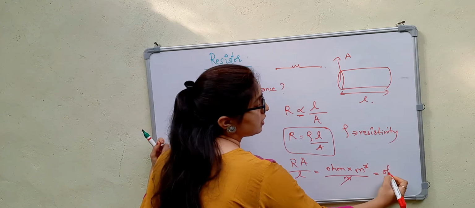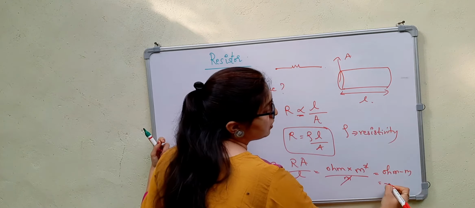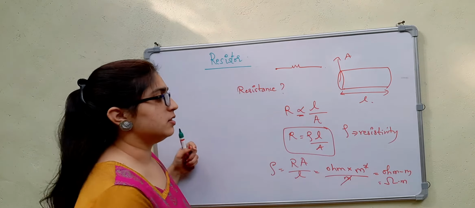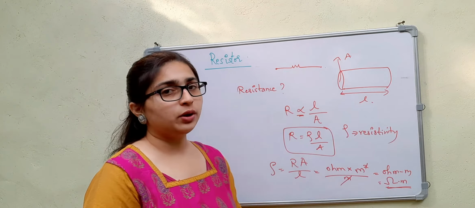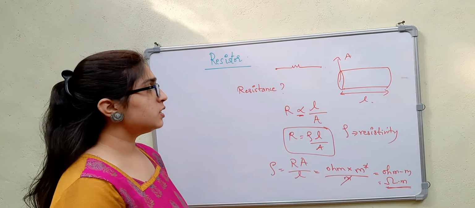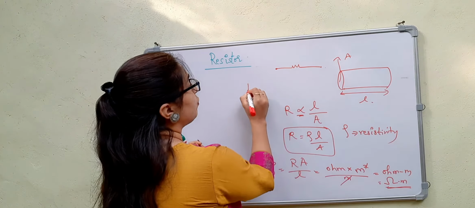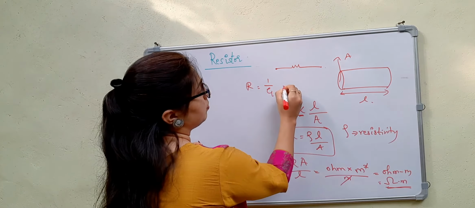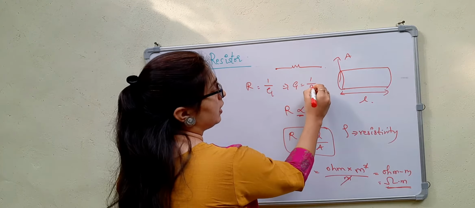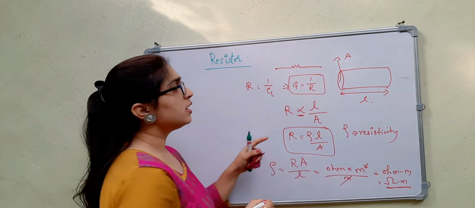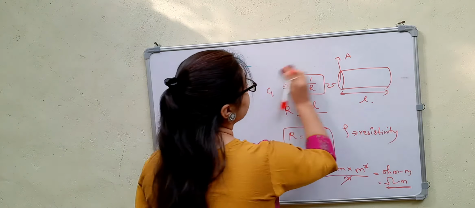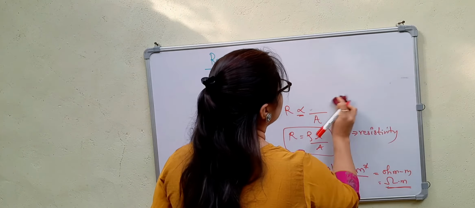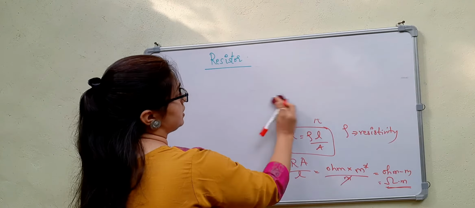So what will be this? It will be ohm meter, which is also written as like this. This is a symbol used for ohm. So resistivity has a unit ohm meter and resistance is ohm. Okay, the inverse of resistance will be what? It is conductance. So conductance is inverse of resistance, that is written as mho. Okay. Then we will consider the different types of elements now.